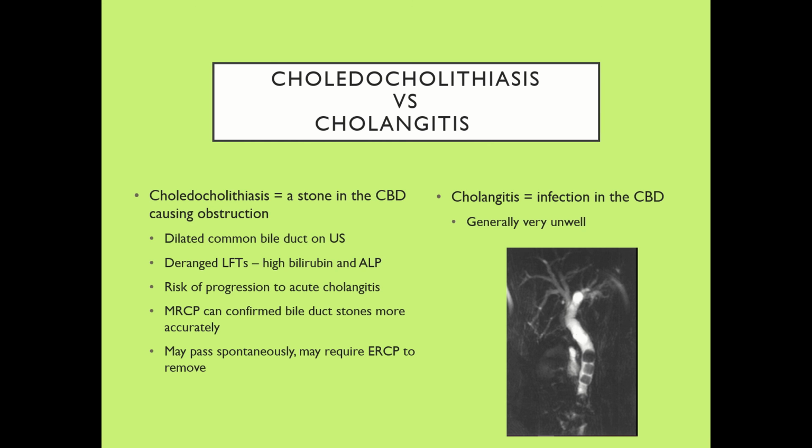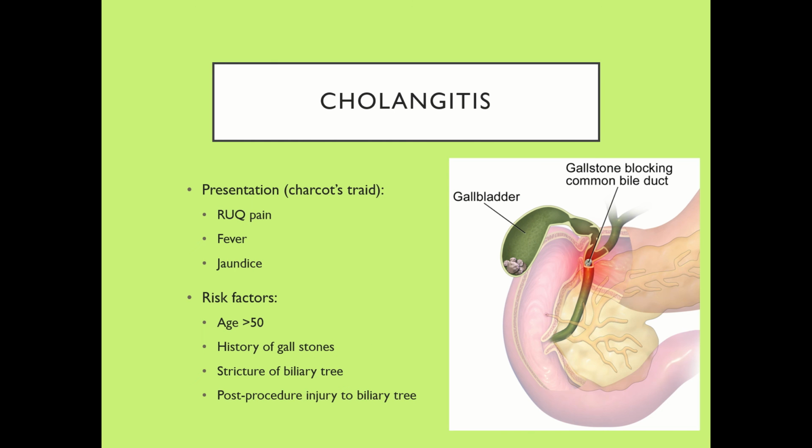So going on to cholangitis a little bit more, it presents as Charcot's triad, which is right upper quadrant pain, fever, and jaundice. And as I said, these patients can be really quite ill. Risk factors are being over 50 and having known gallstones. However, cholangitis can be caused by other things, not just gallstones. So it could be a stricture of the biliary tree. This could be benign or malignant, or it could be something obstructing from outside, something extrinsic.